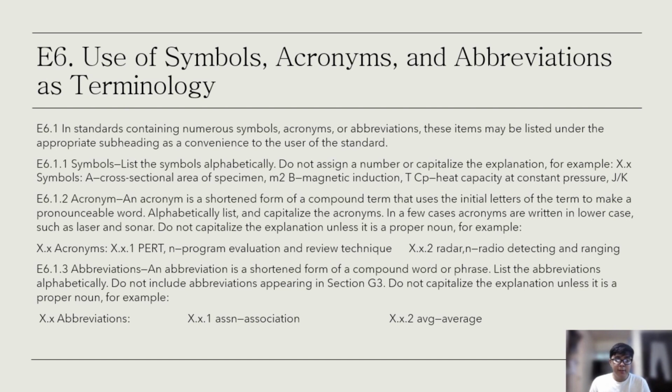Acronym. An acronym is a shortened form of a compound term that uses initial letters of the term to make a pronounceable word. Alphabetically list and capitalize the acronyms. In a few cases, acronyms are written in lowercase, such as laser and sonar. Do not capitalize the explanation unless it's a proper noun. For example, acronyms. PERT, Program Evaluation and Review Technique. Radar, radio detecting and ranging.